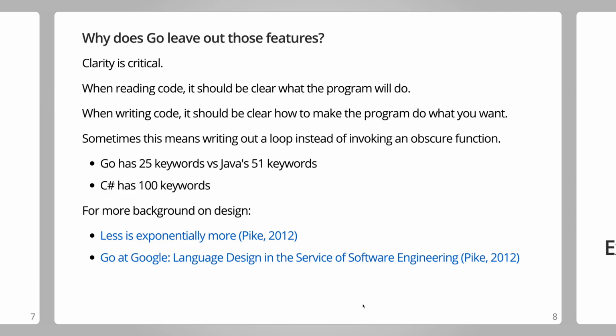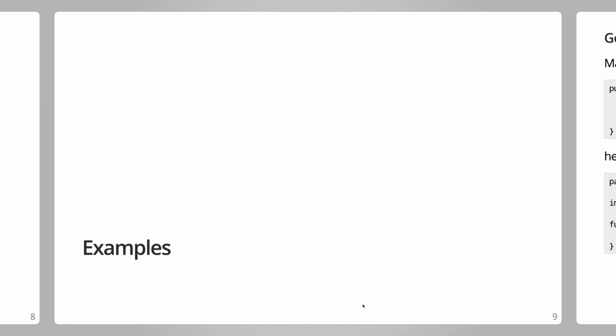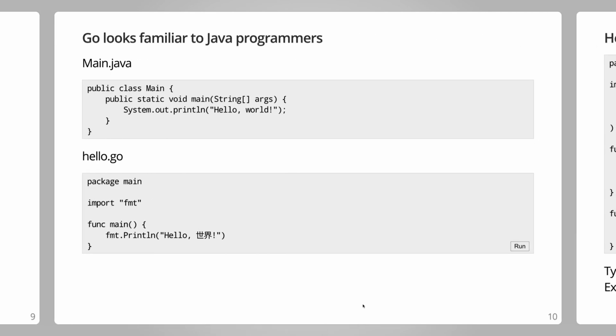I linked to 2 very interesting blog posts here, especially the last one, Go at Google: Language Design in the Service of Software Engineering, and that's a really good blog post describing many of the design decisions that went into designing Go. All right, so let's get going with some examples here.